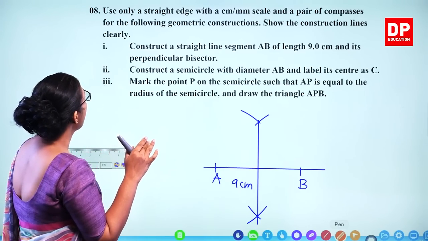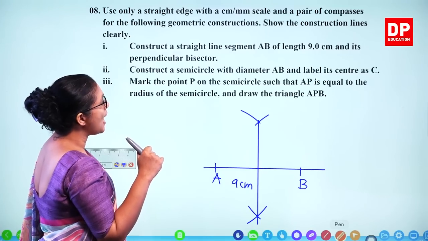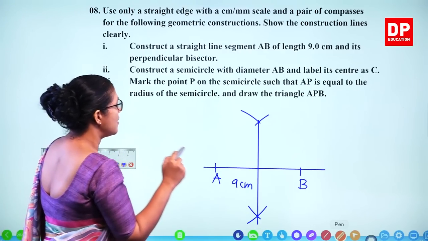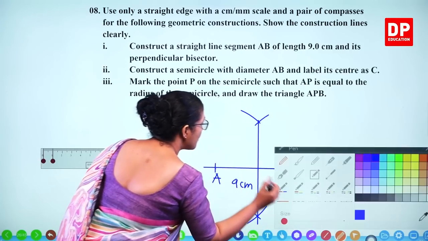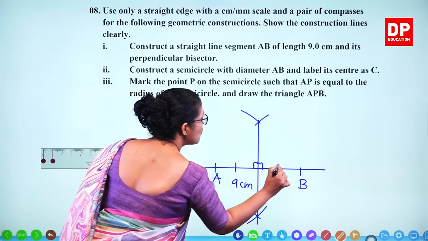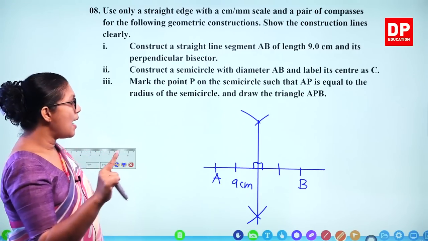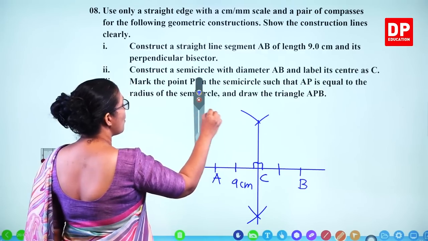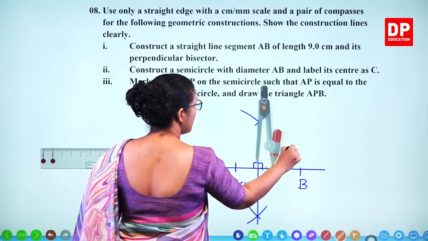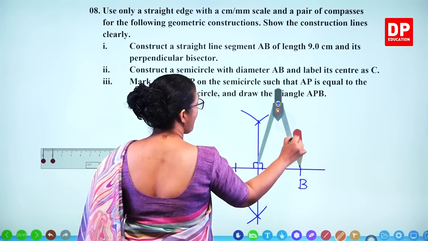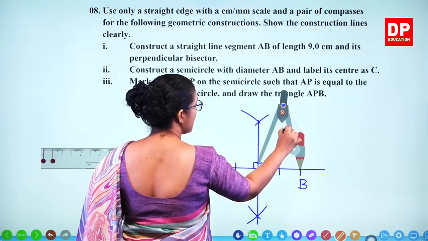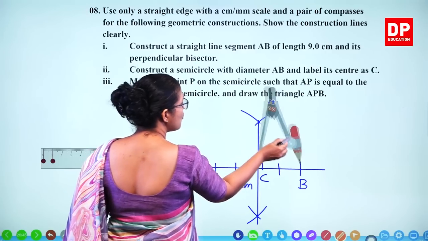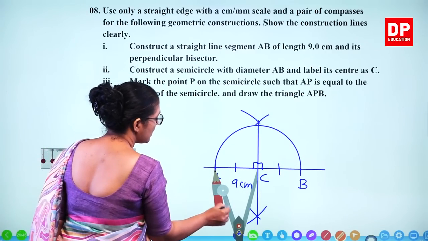That's the first part. Construct a semicircle with diameter AB and label its center as C. So this is the perpendicular bisector. So that means this is 90. So these two lengths are equal. So AB is the diameter, means center should be here. So C is the center. You take the compass, keep CB, or you can take CA as the radius, and you have to draw a semicircle. So we'll draw this way, a semicircle.